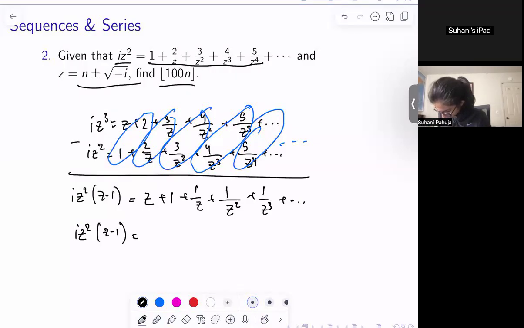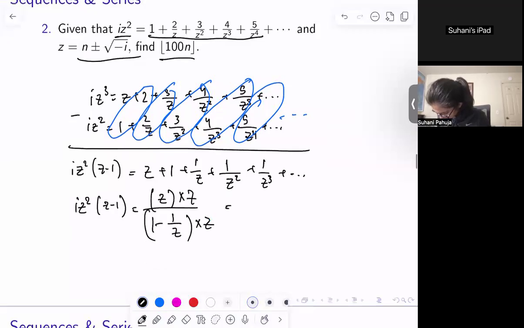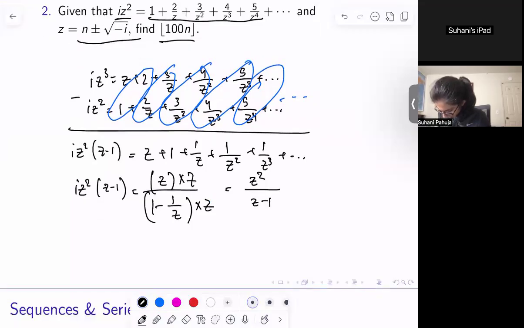The initial term is z. The common ratio is 1 over z. Multiplying the numerator and denominator by z, we can better write this fraction to become z squared over z minus 1. So then we get that iz squared times z minus 1 squared is equal to z squared.